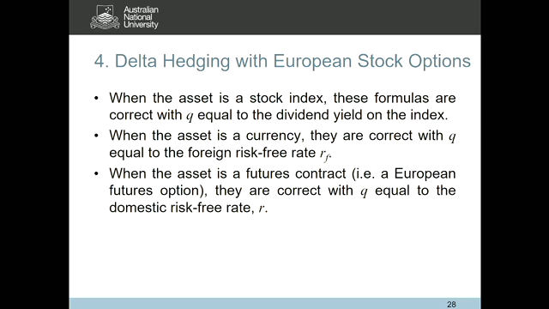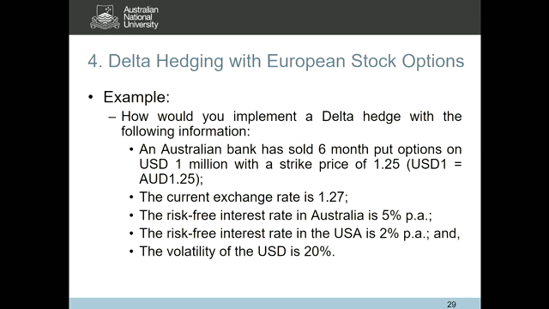For dividends it's Q, for currency it is RF. And if it's a futures contract, then you have Q equal to the domestic risk-free rate R, so you have e to the power of negative R times T.